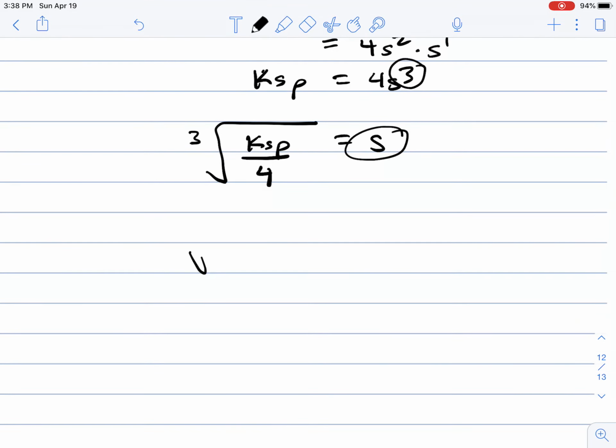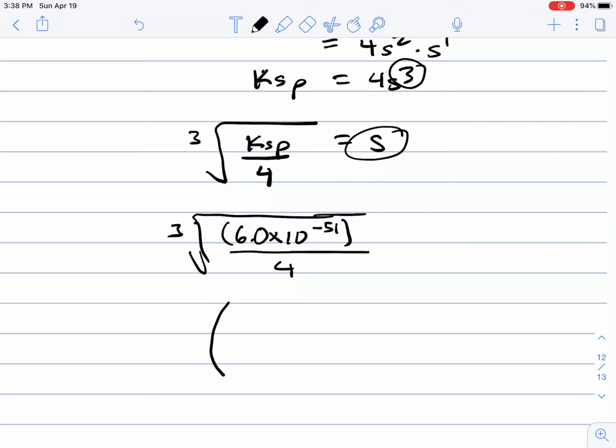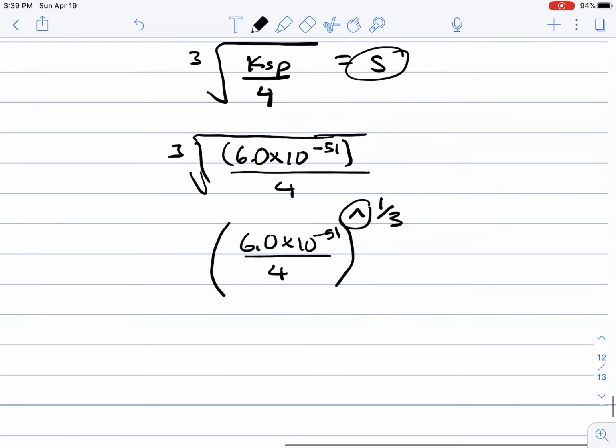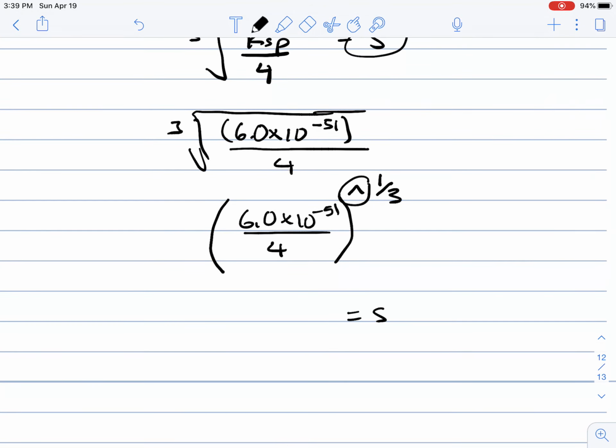If you guys are having problems taking the cube root, you can always set it up: 6.0 times 10 to the negative 51, perform this operation first, and then you can go ahead and raise it to the 1/3 power. So this is like the caret sign in your calculator. And that's the same thing as a cube root. And so the molar solubility is going to be 1.1 times 10 to the negative 17 molar.